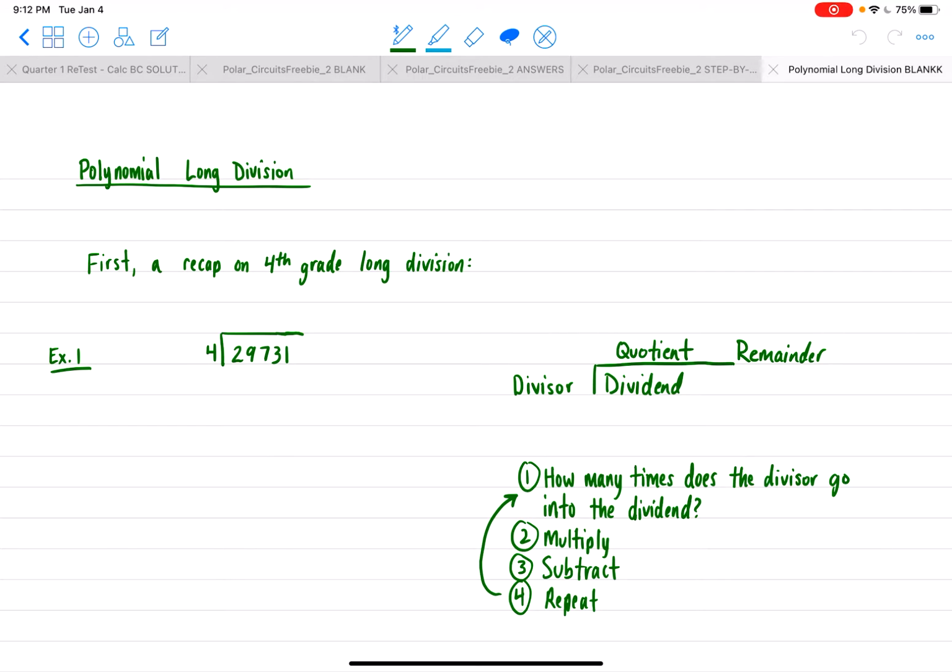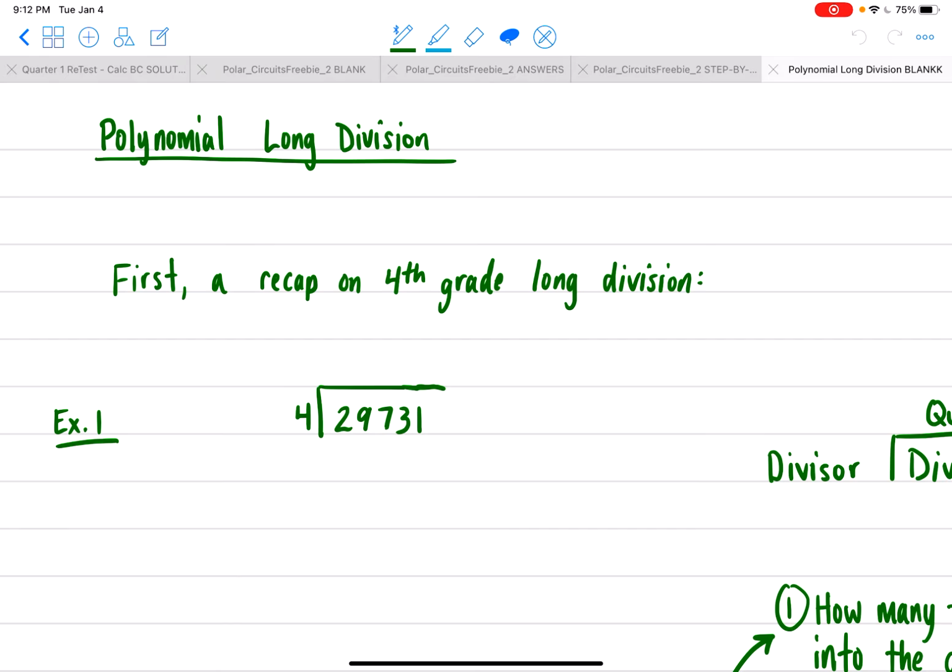Today we're going to look at polynomial long division. Hopefully this doesn't bring up too much PTSD from fourth grade long division. And funny that I mentioned that, we're actually going to start with fourth grade long division. Just a recap of how you do it. I think a lot of people forget how to do it.